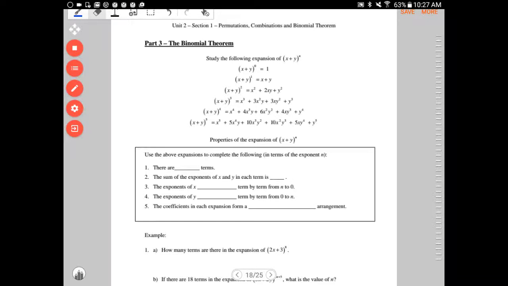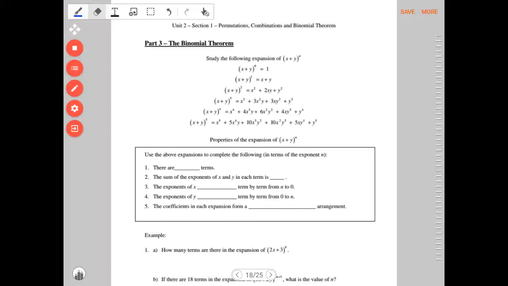Part 3, the binomial theorem. Study the following expansion of x plus y to the n. Okay, so this is a binomial. The x would be the first chunk of the binomial, the y would be the second chunk, and n, of course, is the exponent. So if we have x plus y to the 0, anything to the 0 equals 1. X plus y to the 1 equals x plus y.